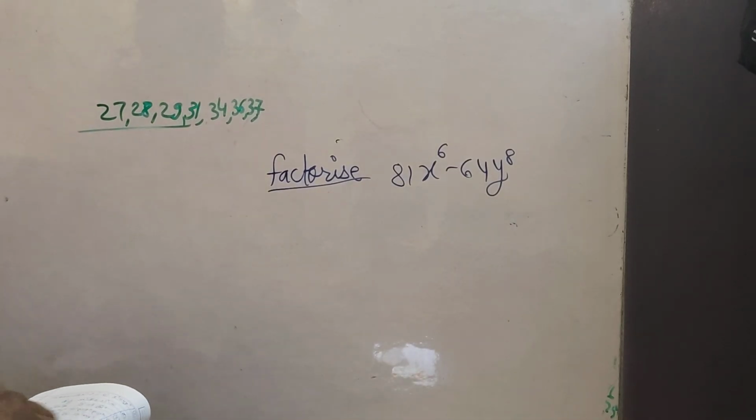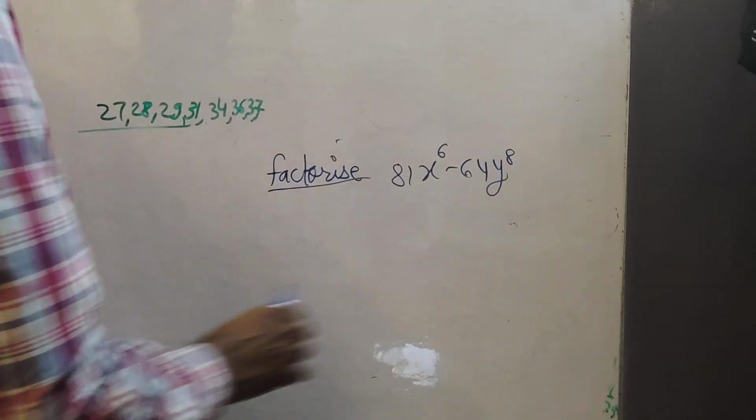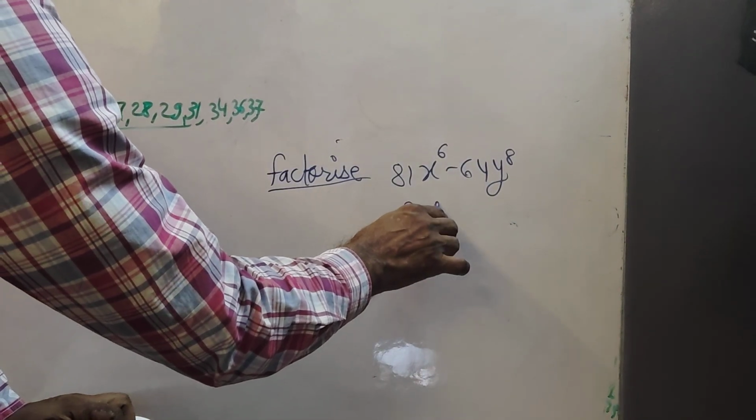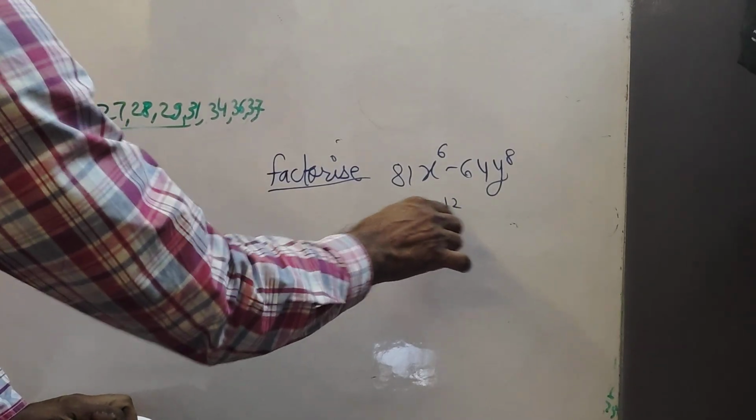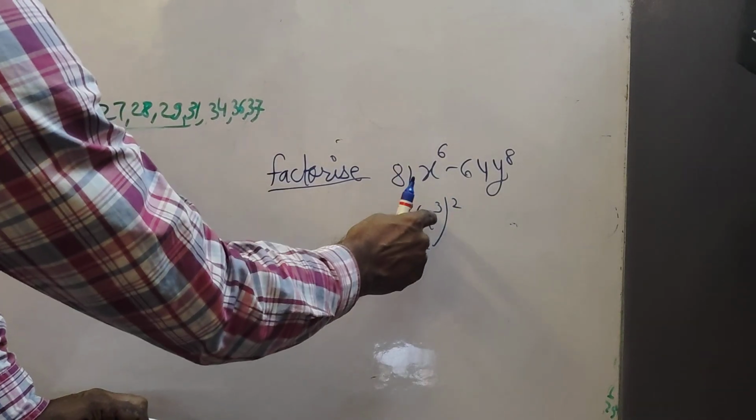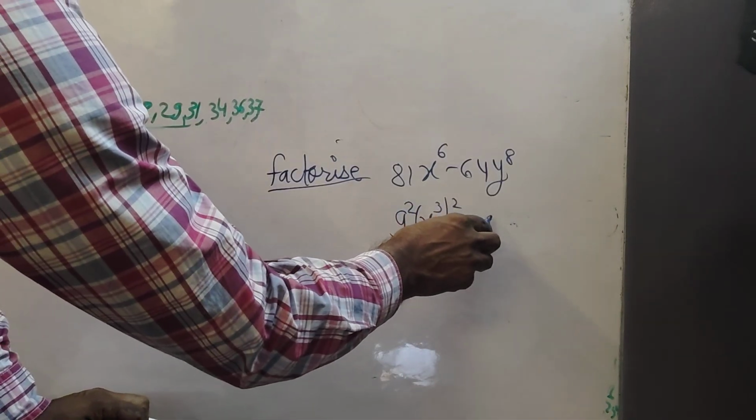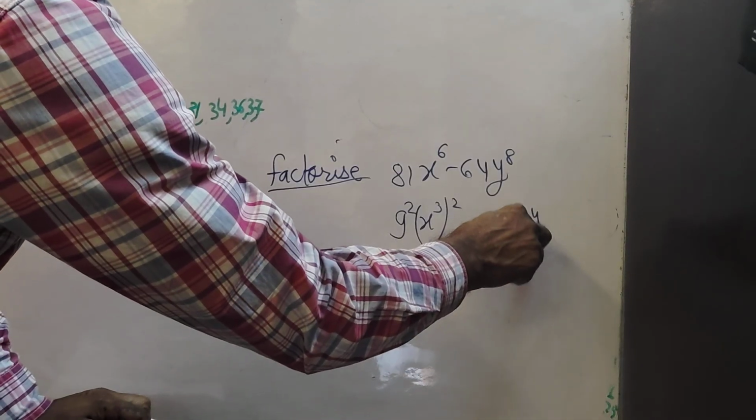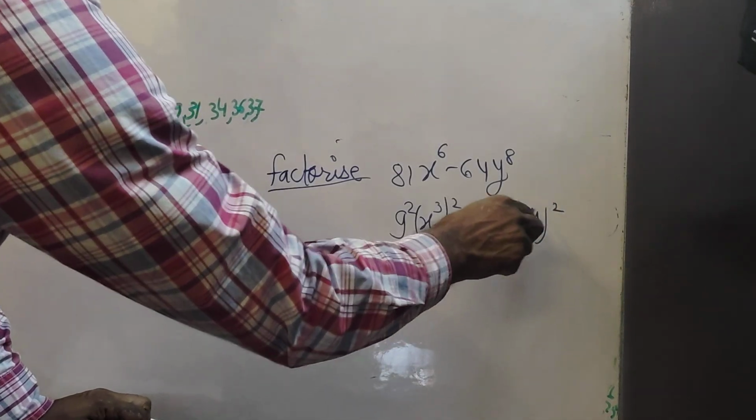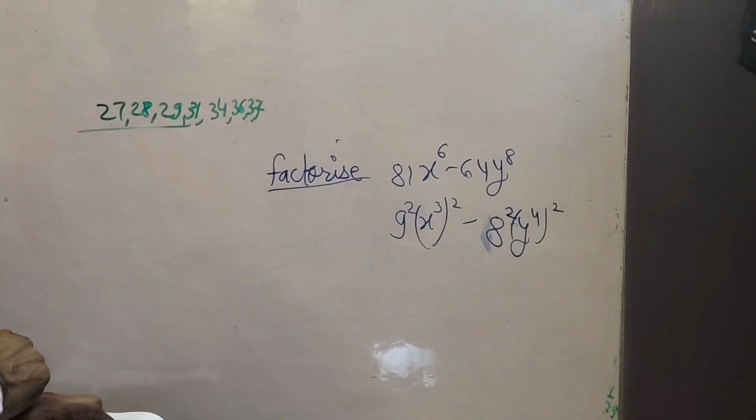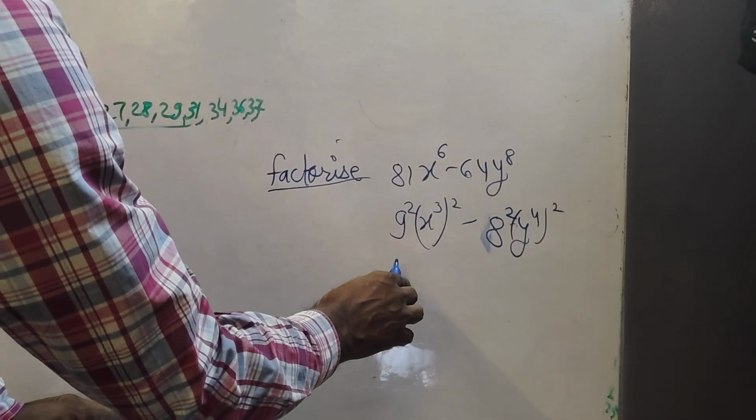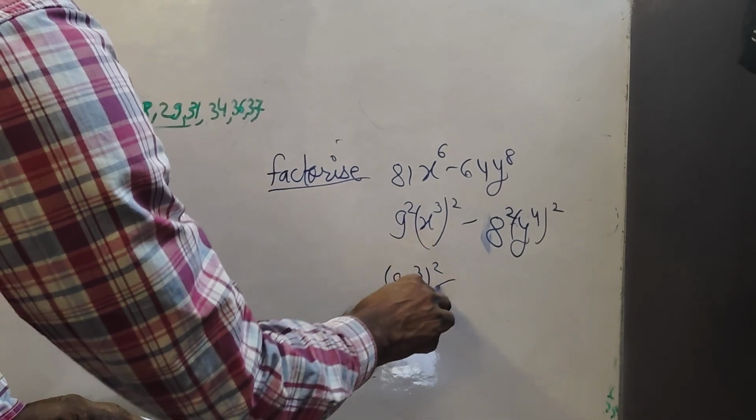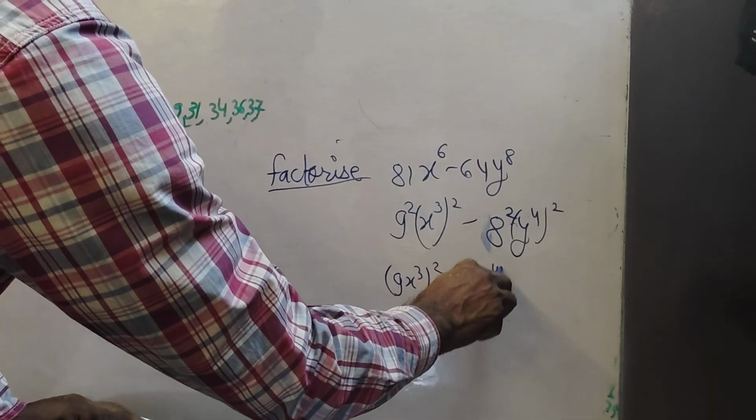So in the solution of 81x raised to the power 6 minus 64y raised to the power 8, we write it like this. 81 is 9 squared, x raised to the power 6 is written as (x cubed) squared, because powers multiply in the bracket. So 6 is written as 3 times 2, and similarly 64 is 8 squared, and y raised to the power 8 is written as (y raised to the power 4) squared. Now the powers are multiplied in the bracket case. So we can write (9x cubed) whole squared minus (8y raised to the power 4) whole squared.